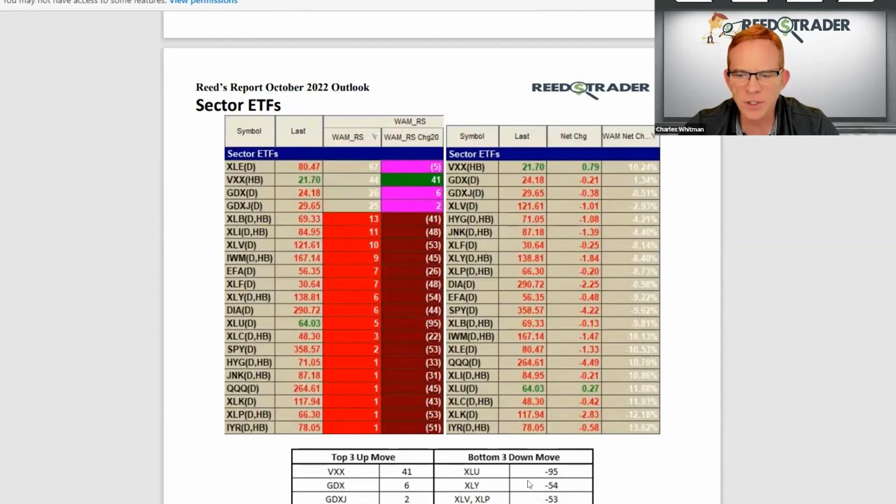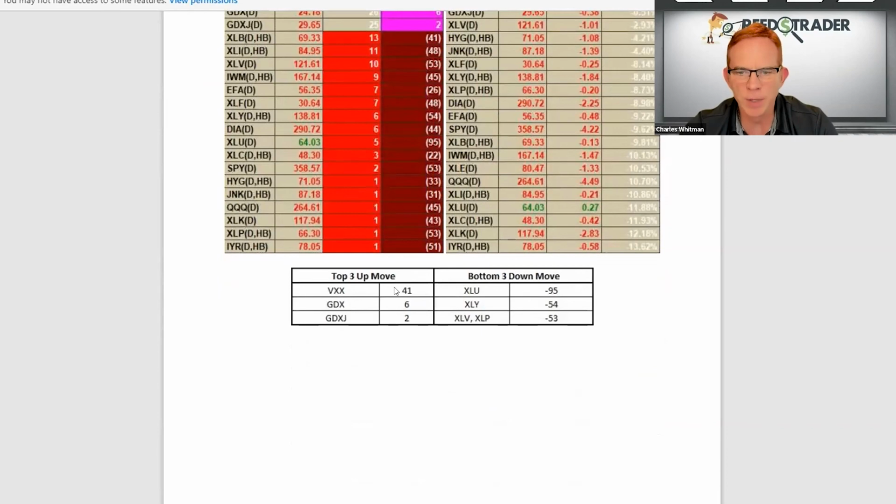The sector ETFs, you can see XLU got absolutely crushed. XLU got a double whammy. It got hit on high interest rates, and it got hit on Hurricane Ian. So there were some big utilities that got absolutely destroyed. And then we have XLY, XLV, and XLP also all really got clobbered. Okay, and you can see volatility popped, which makes sense.